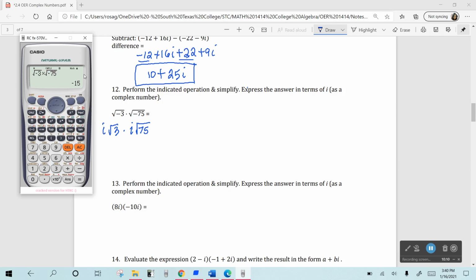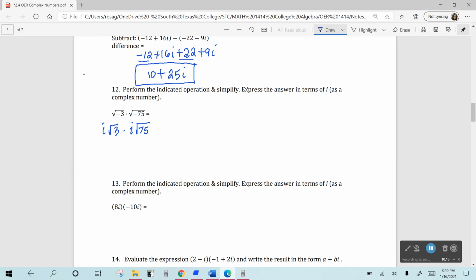So it says the answer is supposed to be negative 15. Let's see how that happens by hand. So first, the i and the i is i squared. i squared is always negative 1. So you should always know that. Okay, now we're going to do that.